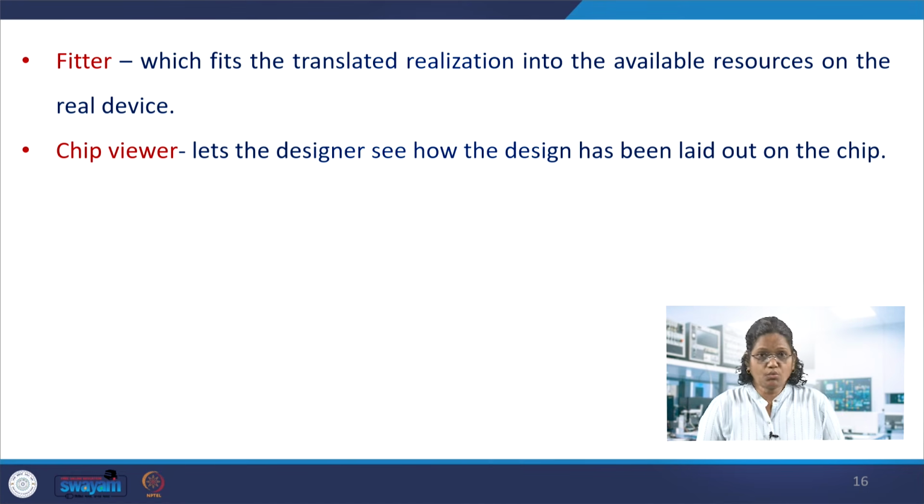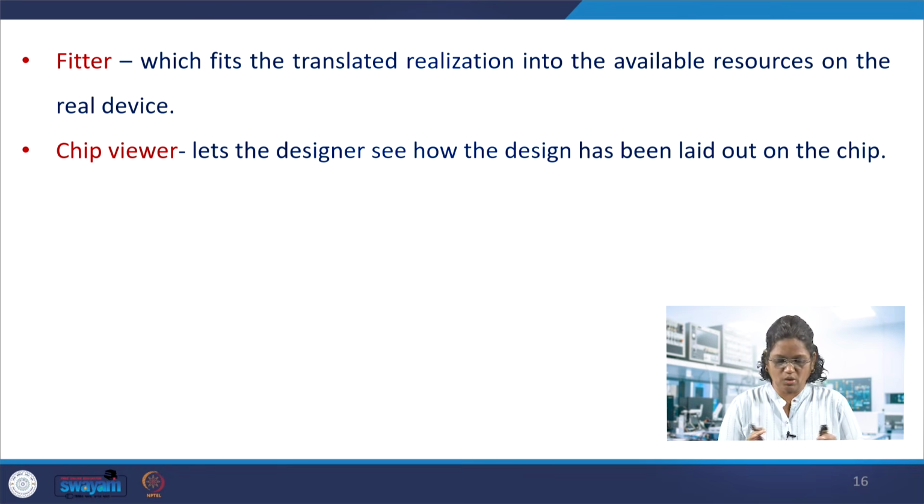So the chip viewer: after choosing these logic blocks, interconnects and all those things, how your chip, which is going to be manufactured, will look like. That is what is given to the designer in the chip viewer. The design has been laid out in the chip. So how this chip would be looking is given by this chip viewer.